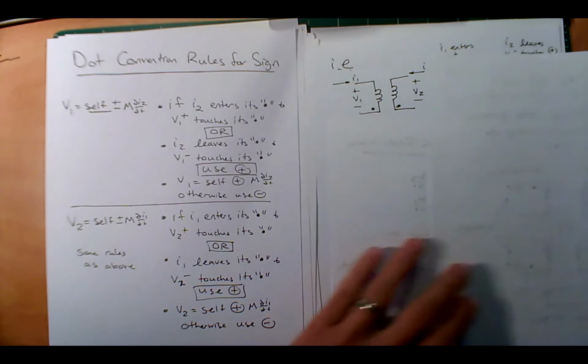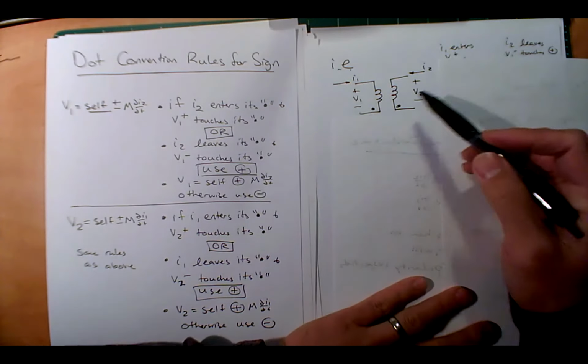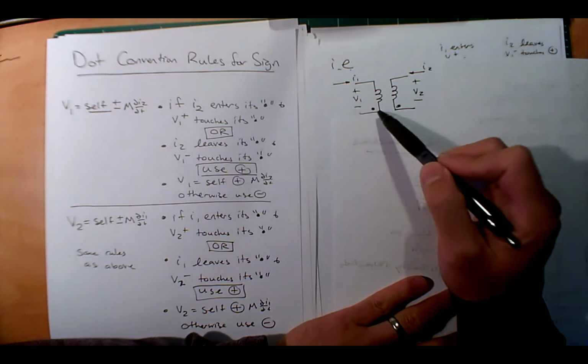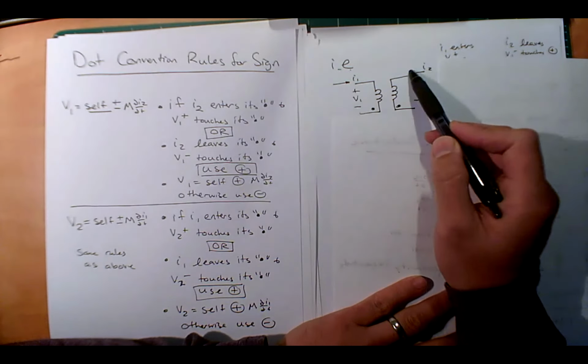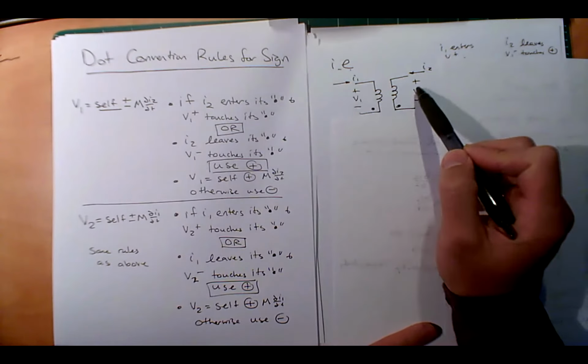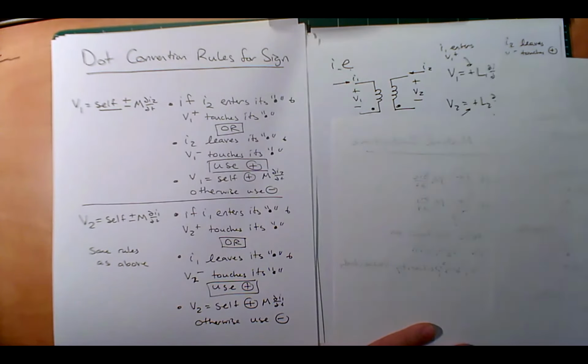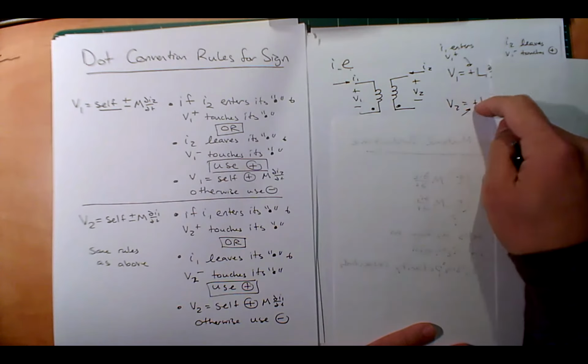So before we even, let's write down the equations. What do we have? V1, V2, dots on the bottom, I1 going this way, I2 going that way. In this case, the self-inductance, I think on both sides is positive. I1 enters the positive terminal, I2 enters the positive terminal. So we're getting positive and positive.